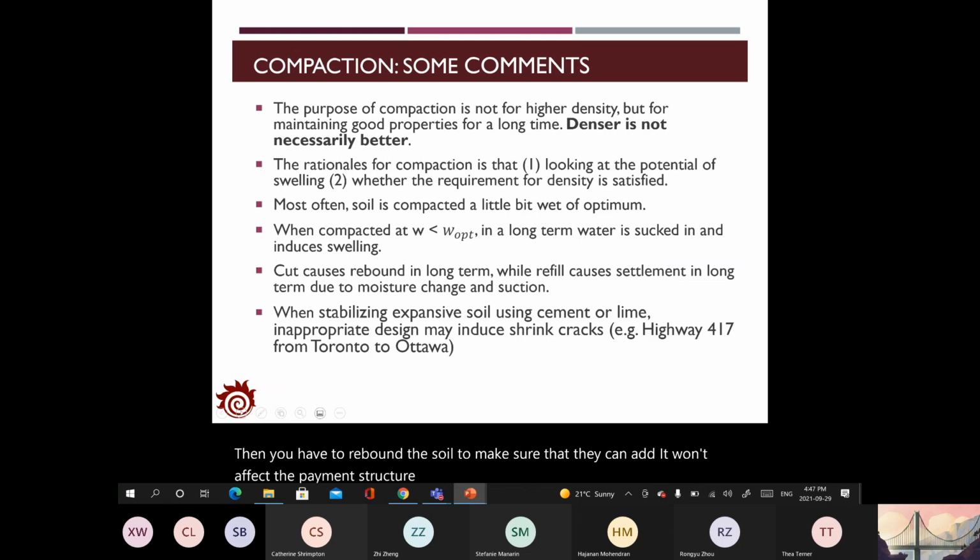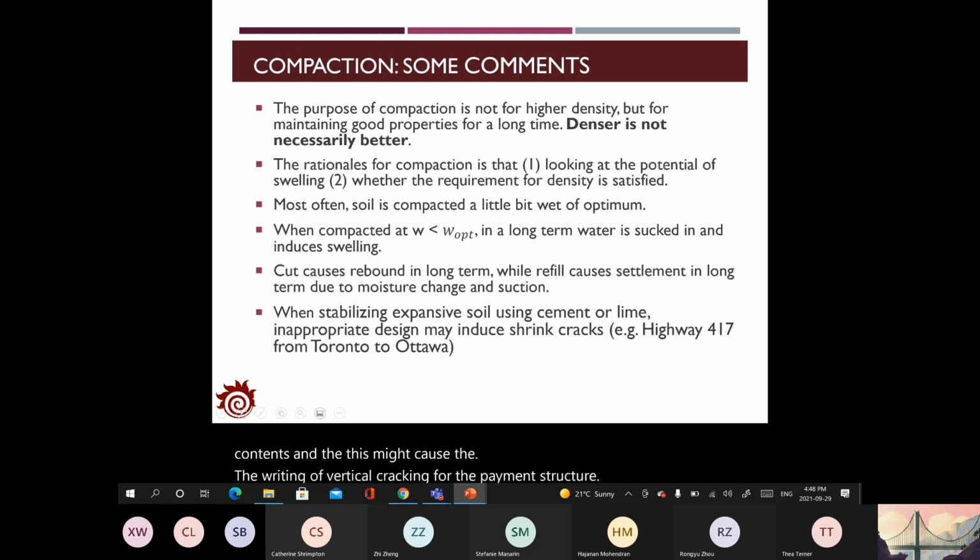And if you do some refill for the cut region, then you need to consider the settlement of those refilled materials due to the potential increase of the moisture contents, and this might cause rutting or fatigue cracking for the pavement structure.